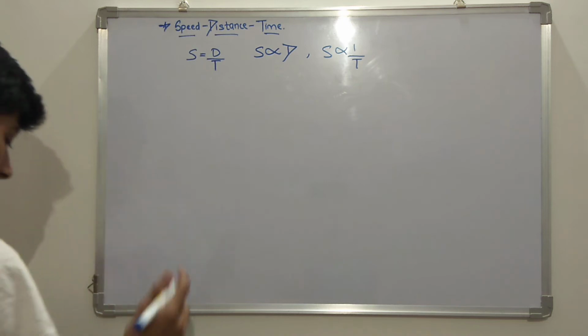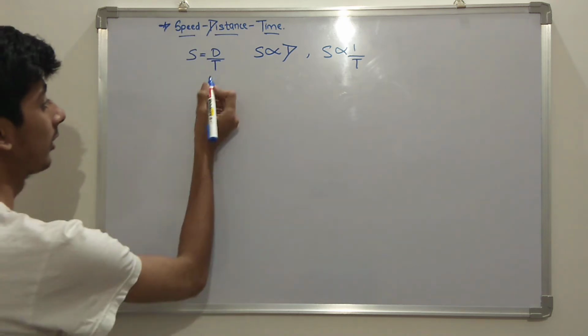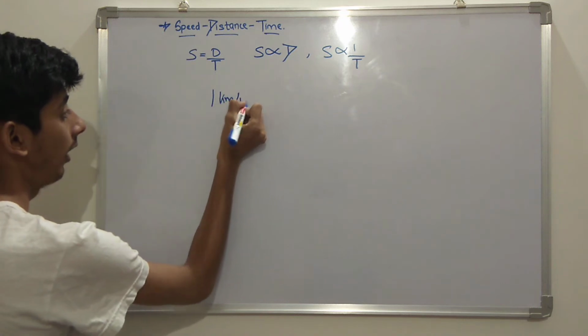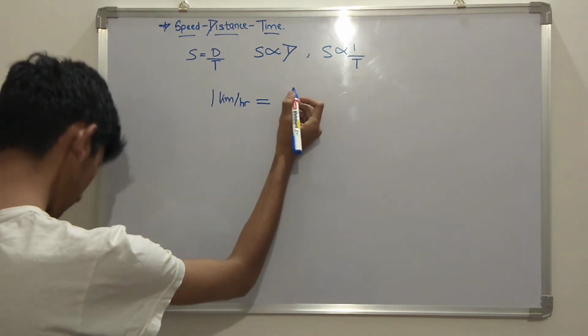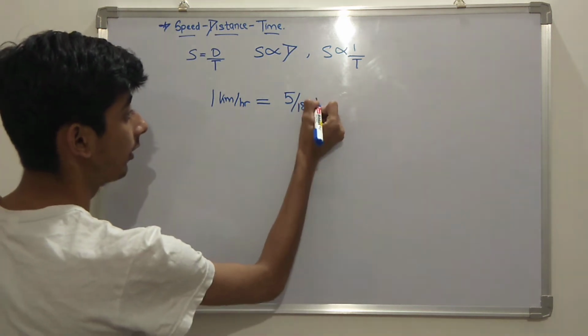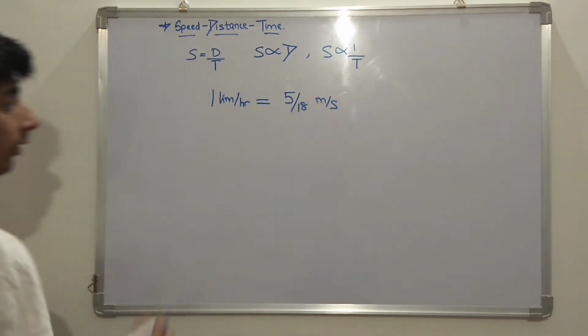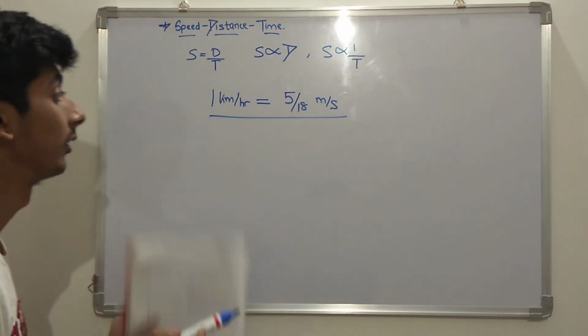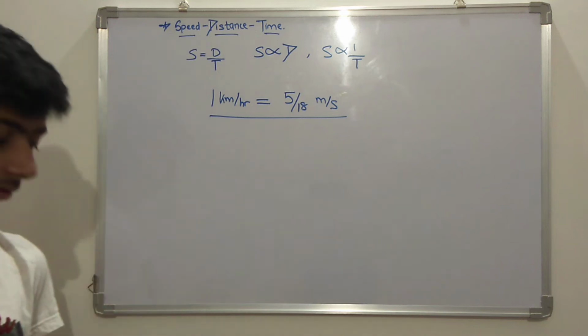The basics which you should know other than this is that 1 kilometer per hour is written as 5 by 18 meter per second. This is another important thing which you should know because this conversion will be important.